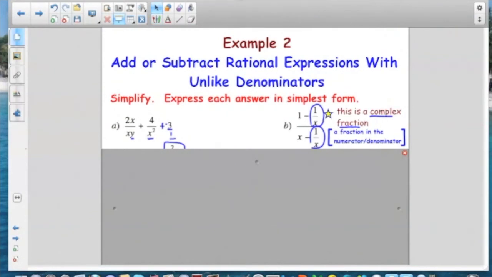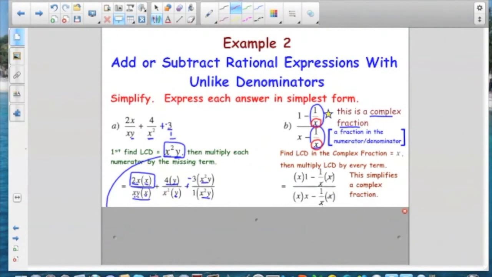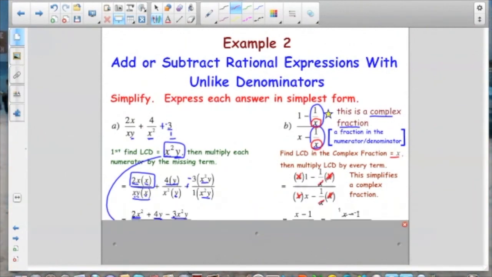Okay, so when you have a complex fraction, you're going to look for a common denominator. So I'm looking at this denominator and this denominator. So what's the common denominator? We know it's x, because it's the only one. So now, once I find my common denominator x, I'm going to multiply everything. So x there, and x there, and x there, and x there. Everything gets multiplied by that common denominator, because this now eliminates your denominators. So you have no complex fraction anymore.